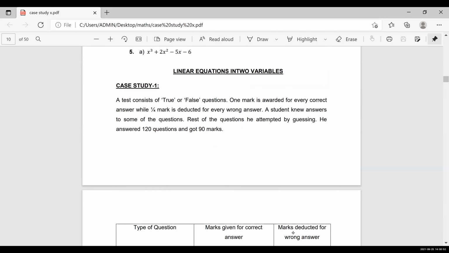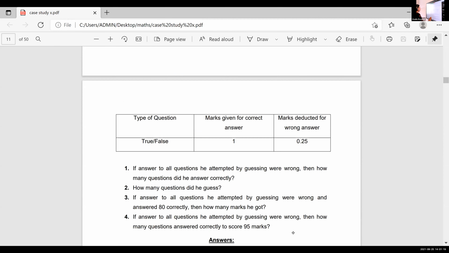Case study. This consists of true or false questions. 1 mark is awarded for every correct answer, while 1/4 mark is deducted for every wrong answer. The student knew answers to some of the questions. Rest of the questions he attempted by guessing. He answered 120 questions and got 90 marks. So look at here. It is given in the table form.